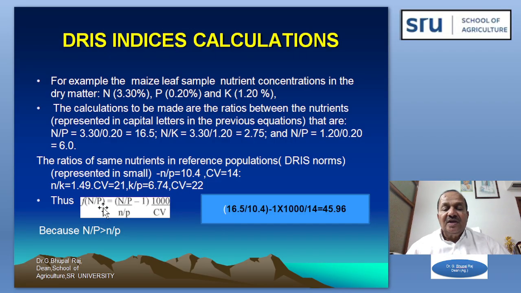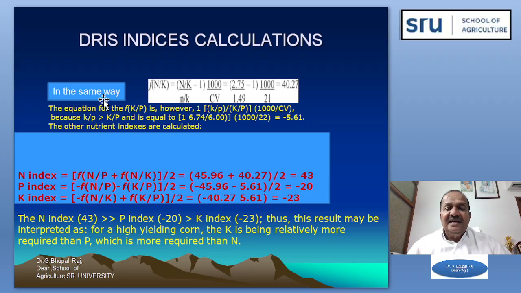Like that, we have to calculate the function of N by K, function of N by zinc, and function of N by sulfur. All the different functional values have to be calculated, depending upon the test sample value and the reference sample value, taking into consideration different equations. In the similar way, different ratios we will calculate.